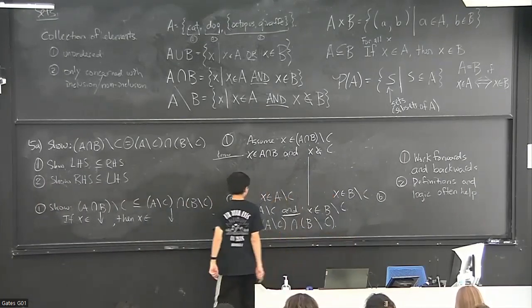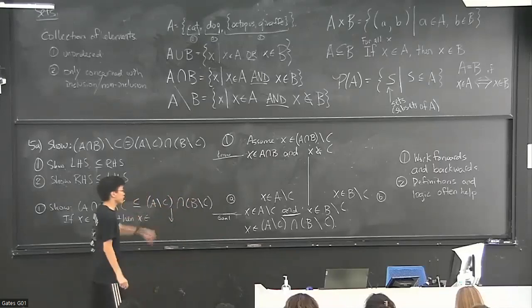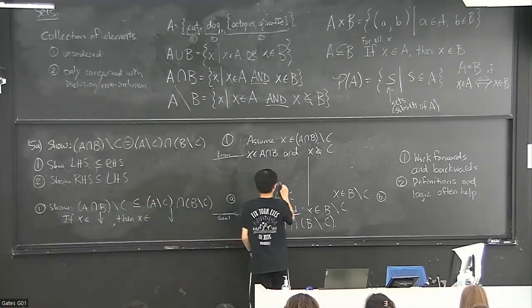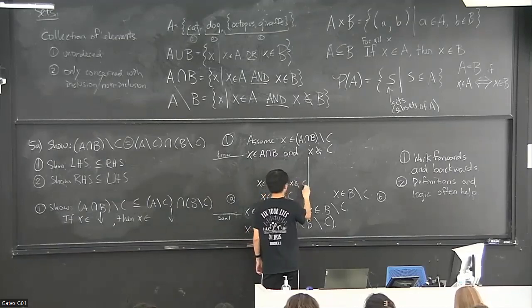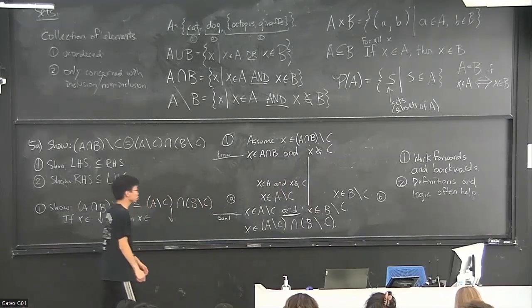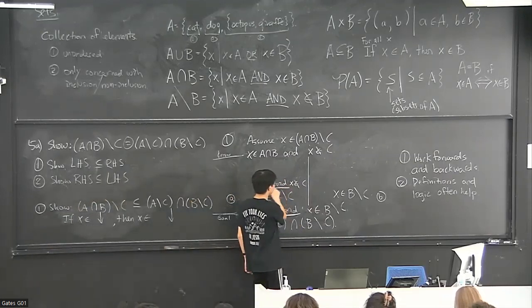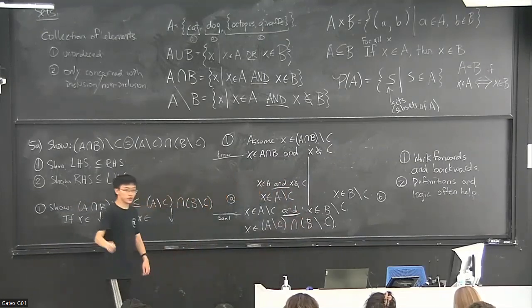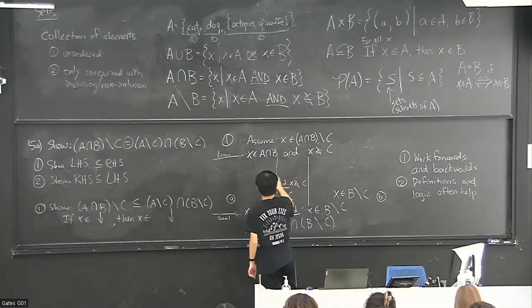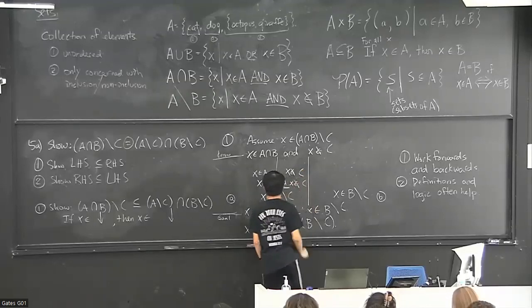Let's work on part A first. What do we do? Well, definitions and logic help. So I can write x is in A and x is not in C. This here shows me that I have an and statement. To prove an and statement, I need to prove both of them individually. I need to prove x is in A, and I need to prove x is not in C.